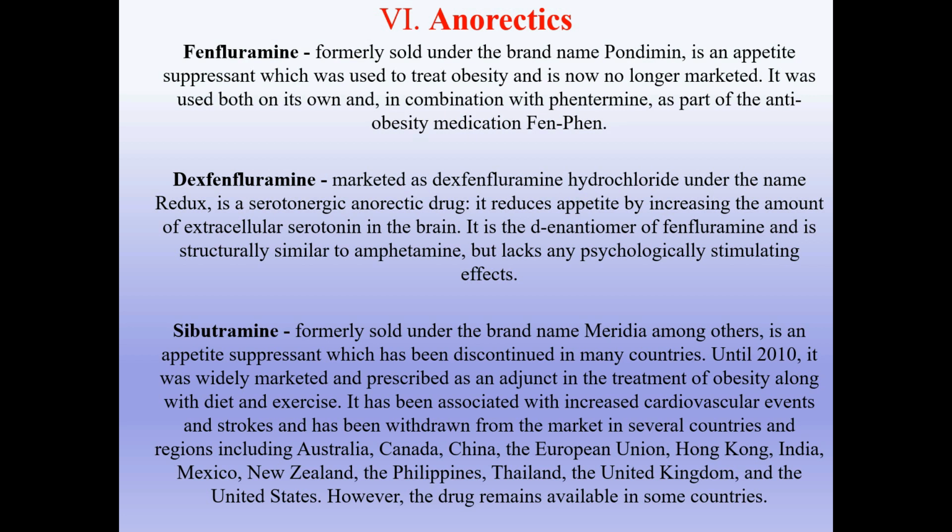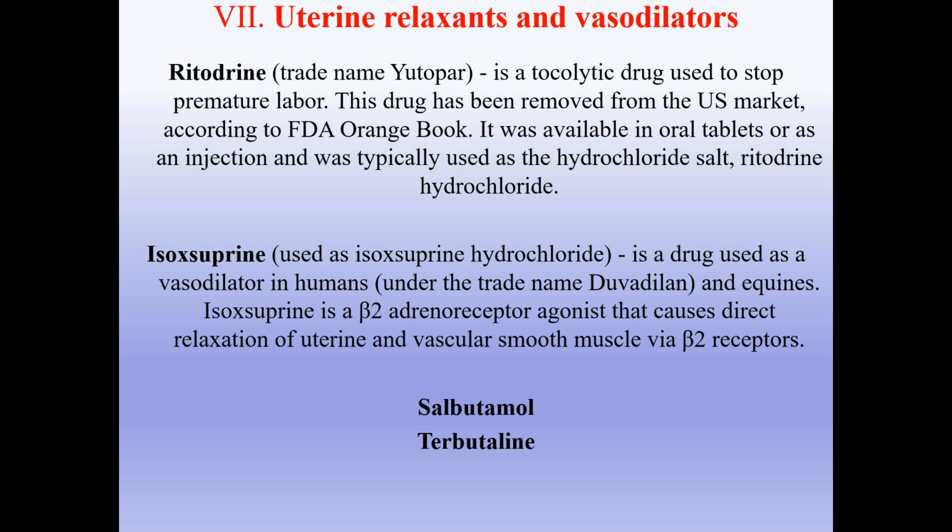Seventh, uterine relaxants and vasodilators. Ritodrine, trade name Utopar, is a tocolytic drug used to stop premature labor. This drug has been removed from the US market according to the FDA Orange Book. It was available in oral tablets or as an injection and was typically used as the hydrochloride solid, ritodrine hydrochloride.